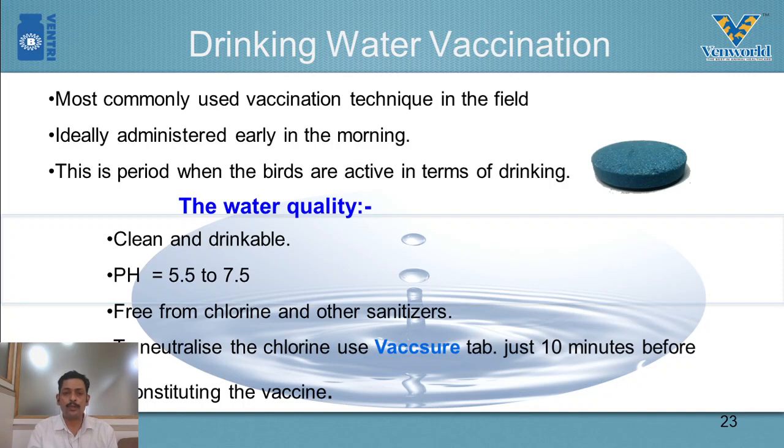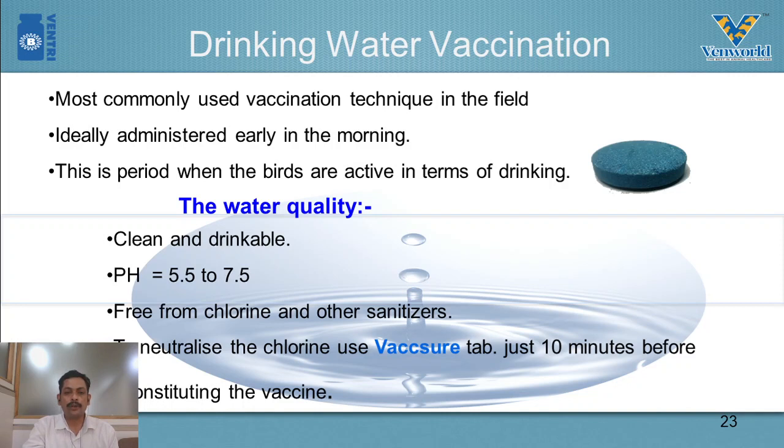We found that for boosting of the live vaccines, we use the drinking water method. Generally, drinking water vaccination is carried out early in the morning, because early morning is cooler compared to the rest of the day, and during that period the birds are more active in terms of drinking. So drinking water vaccination should generally be done in the morning hours. The quality of the water is very important for drinking water vaccinations. It should be clean and drinkable. The pH of the water should be 5.5 to 7.5.